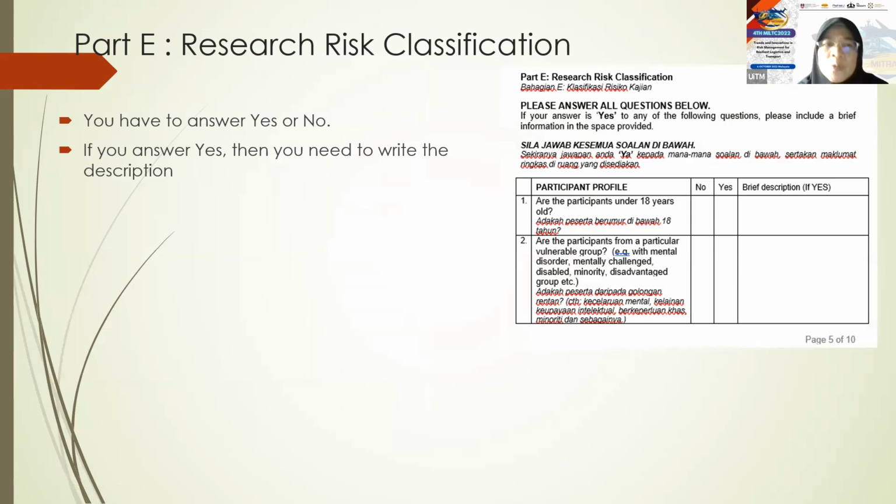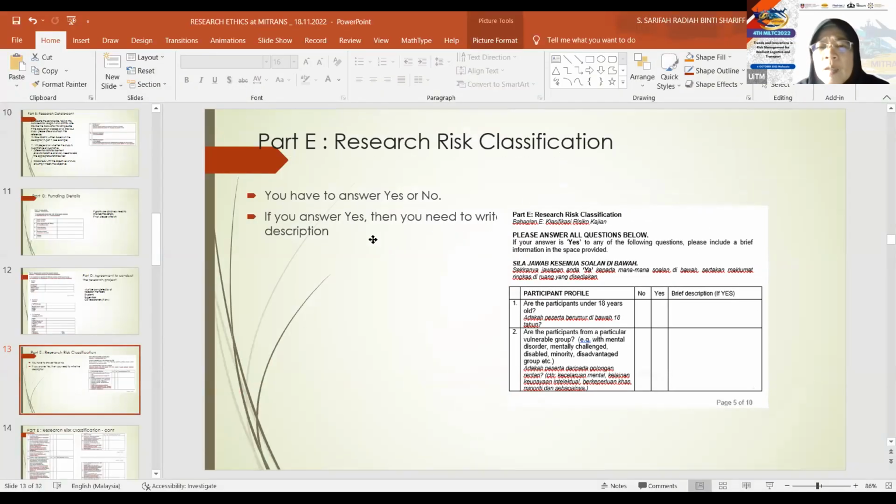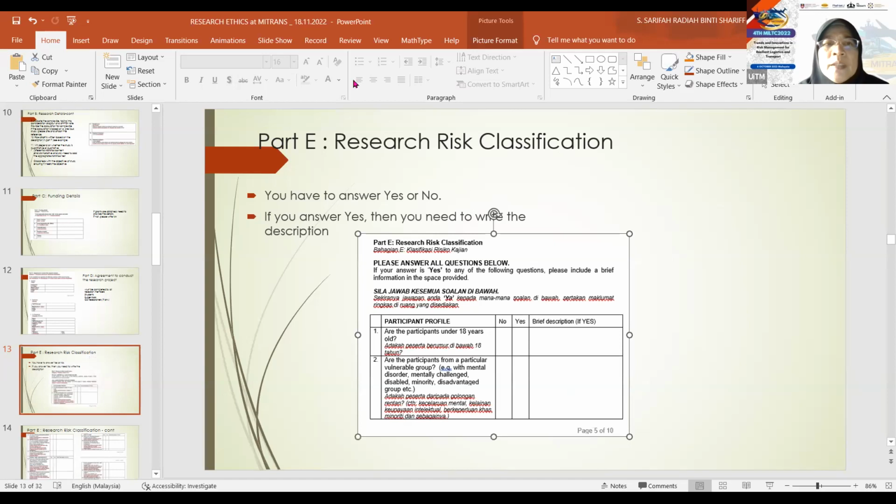The next part is on the research risk classification. This is very crucial as well. You have to answer yes or no. Don't leave it blank. If you answer yes, then you need to write the description of why you think it is a yes. Put it in here, so that I can see it.